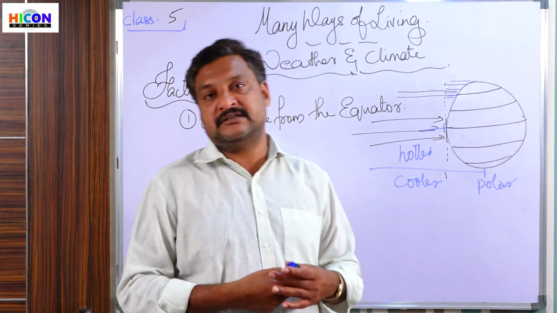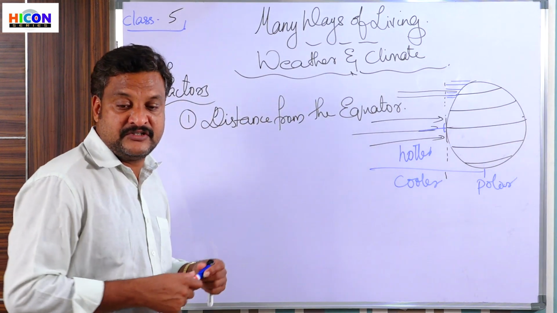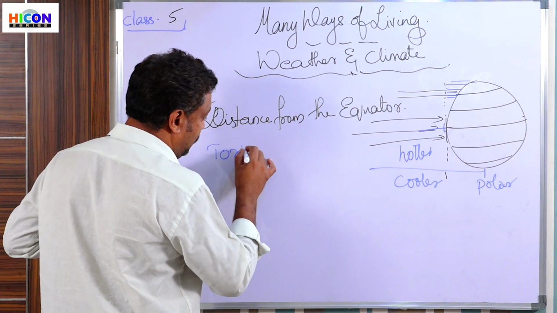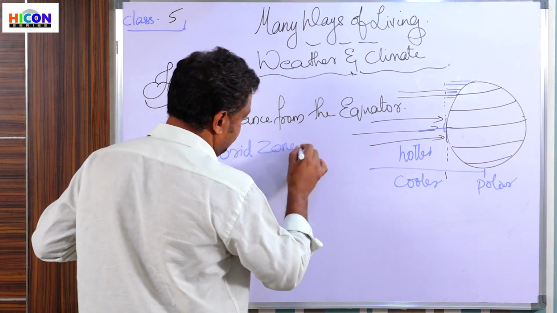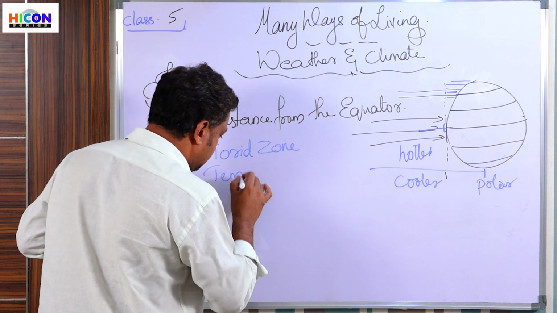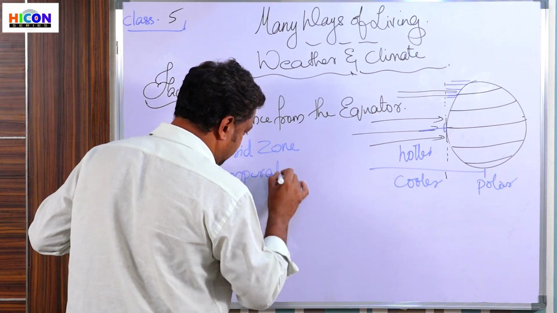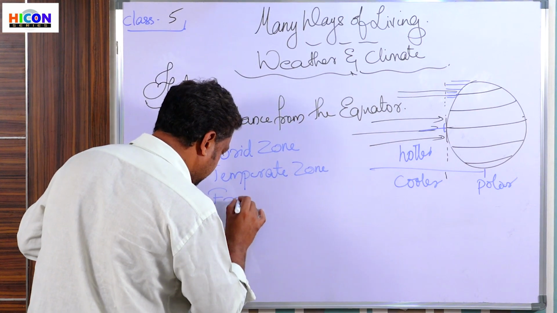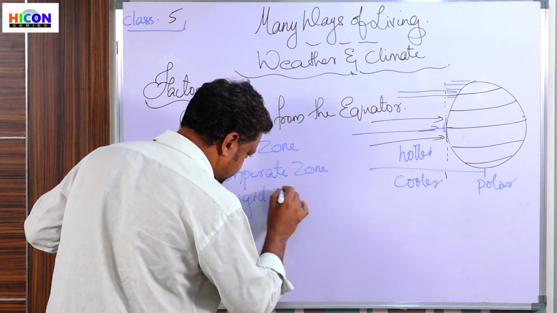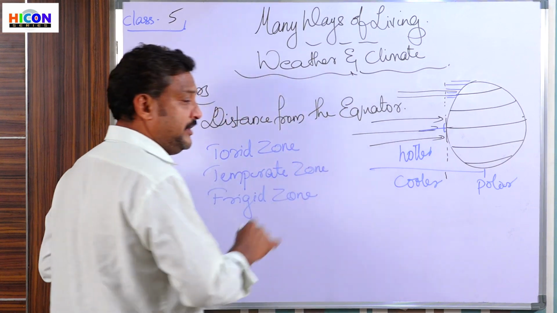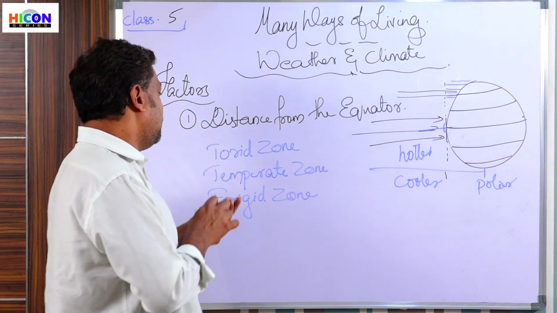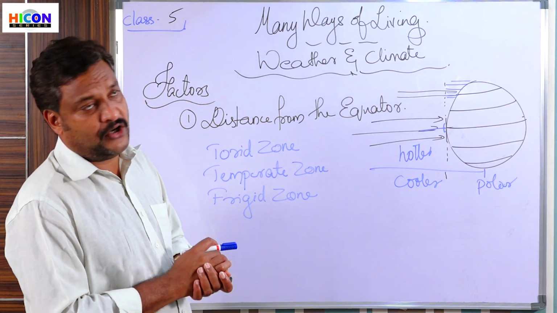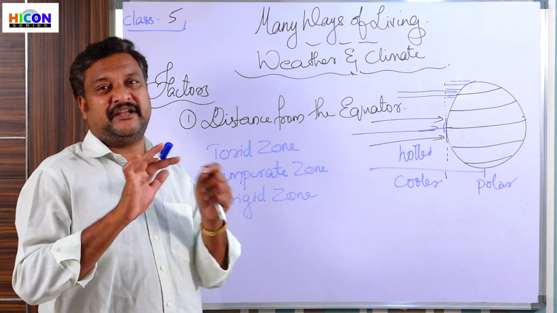So based on this, we have three different zones. One is called the torrid zone. The second is called the temperate zone. And the other is called the frigid zone. Zone means area. Torrid means very hot. Temperate means moderate.